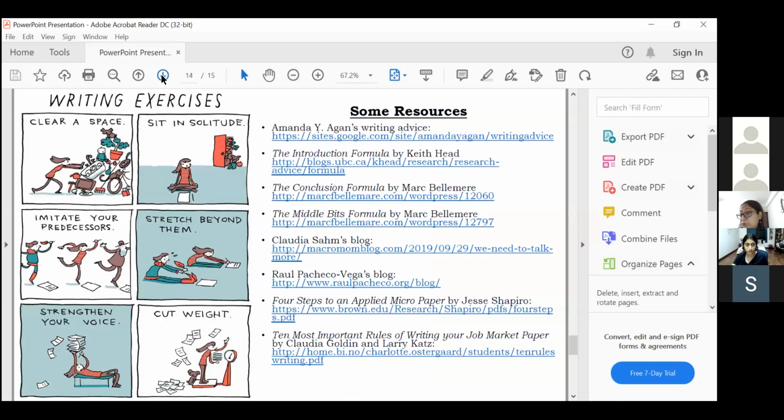So I hope this has been useful. There are lots of resources out there that can help you get started. Some of these I've linked here on the slides, and there's a wealth of information out there.